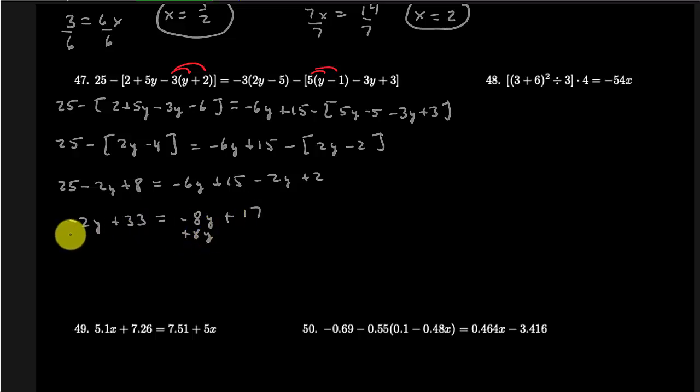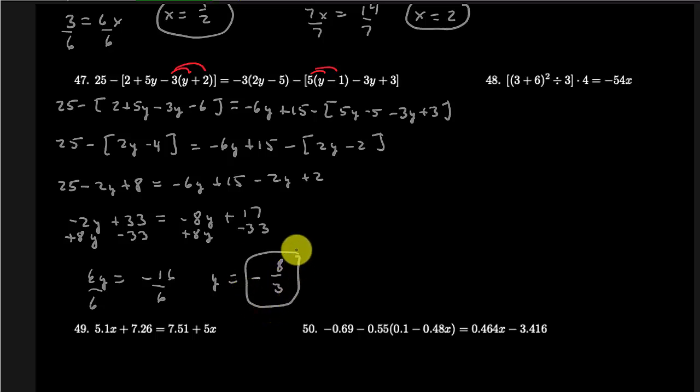So now I'm going to add 8y to both sides. I'm going to subtract 33 from both sides. So I get 6y is equal to negative 33 plus 17, which is negative 16. Divide everything by 6. I'm going to get y is equal to negative 8/3. I don't think I made a mistake anywhere. If I did, I did. You get the idea of how to do it. And when I talk about a mistake, I mean a sign error, multiplication, or addition. I don't think I did. I'm going to double check real quick, but I don't think I did.